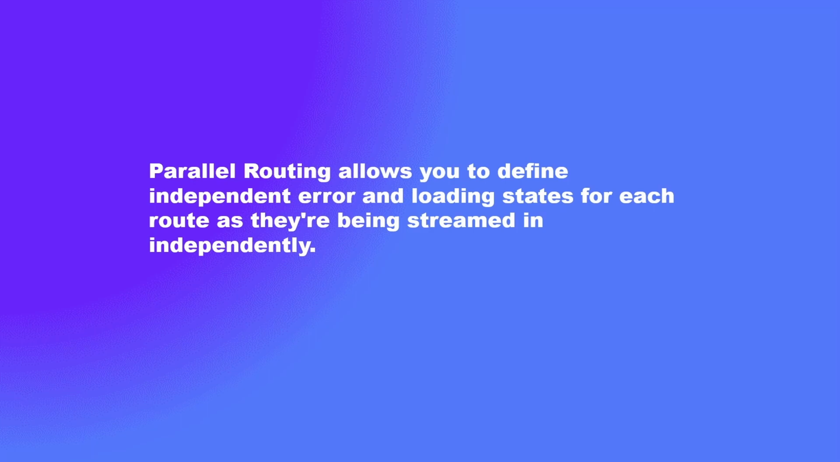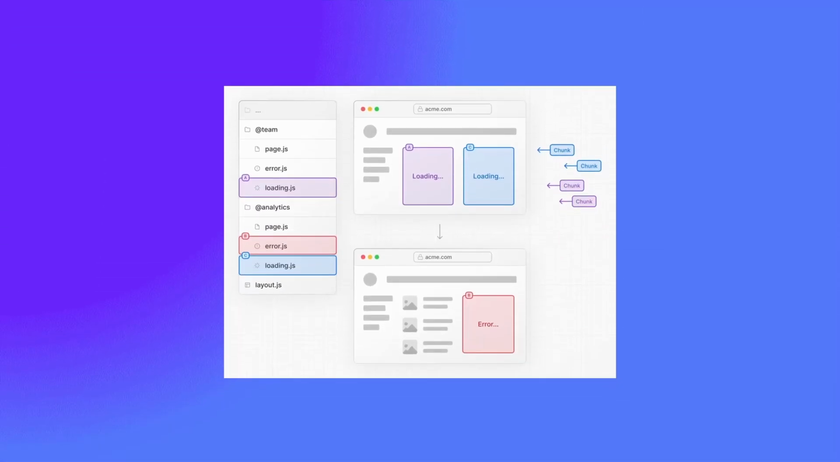Parallel routing allows you to define independent error and loading states for each route as they are being streamed independently. For example, you can define error and loading independently for each page. Like team and analytics, you have individual error page and loading page separately.